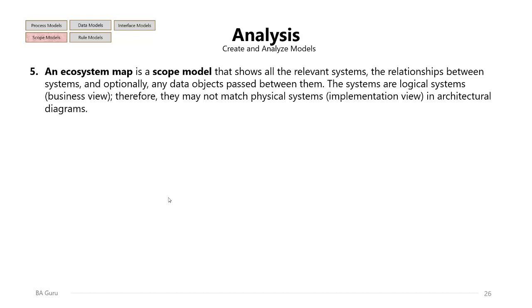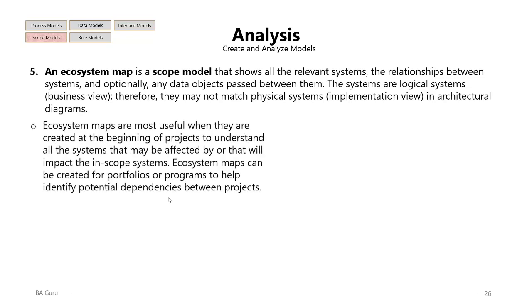So the systems shown in an ecosystem map are logically systems or business view. Therefore, they may not match physical systems, implementation view, and architectural diagrams. Ecosystem maps are most useful when they are created at the beginning of projects to understand all the systems that may be affected by or that will impact the in-scope systems.